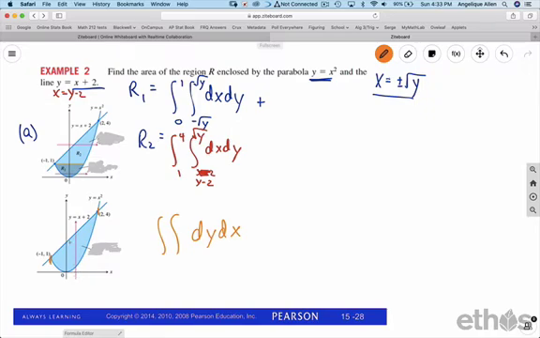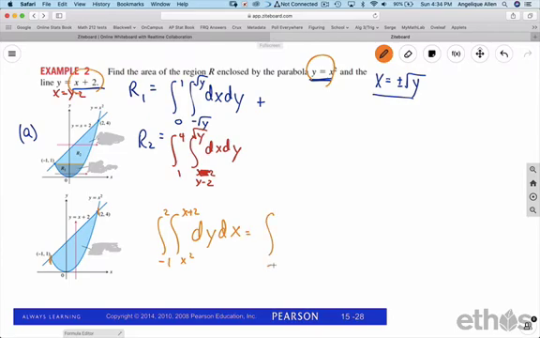Since we're with respect to y first, these are in the proper form to go ahead and use. We're going to hit the parabola on the way in and hit the line on the way out. So we're going to do x squared up to x plus 2, and then the constant values of x, -1 over to 2, that would give us the horizontal direction. And now we can just calculate this.